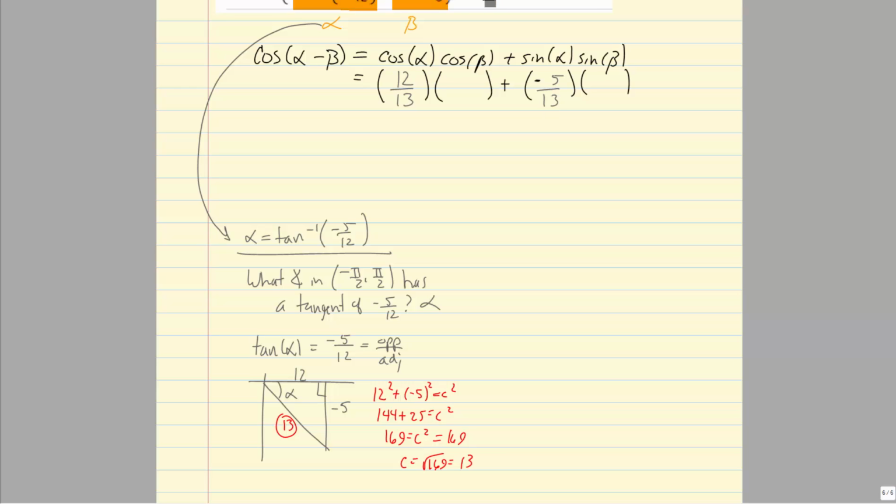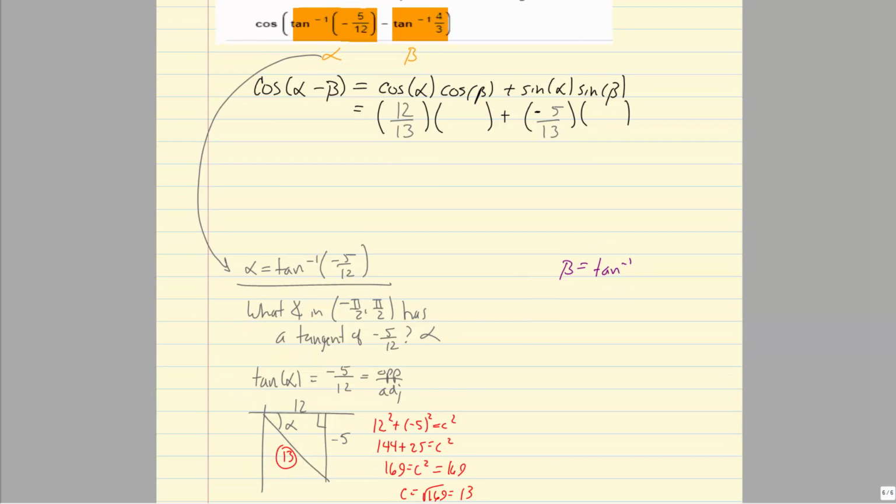Now let's go ahead and do the same for beta. In this case, beta is equal to the inverse tangent. Let's see what that was. I think it was 4/3.